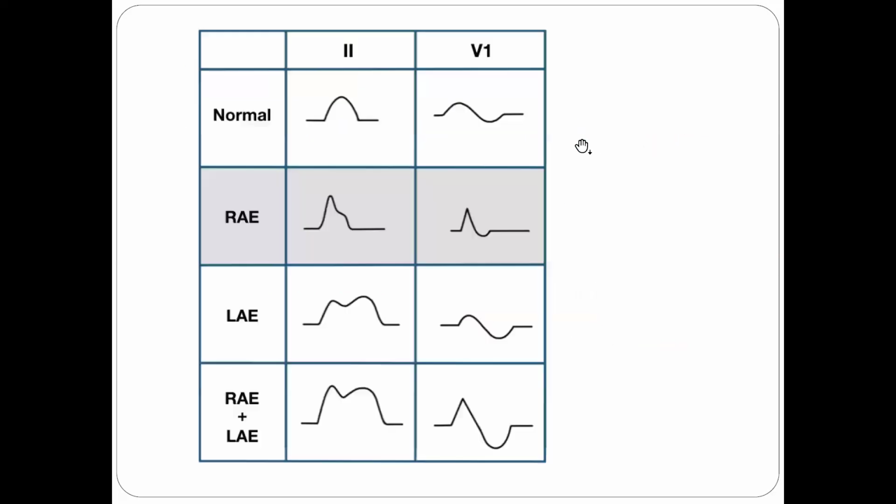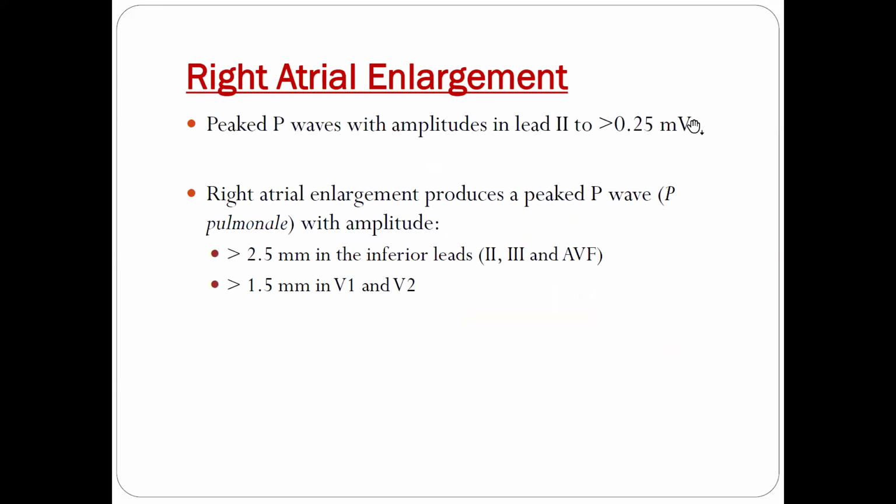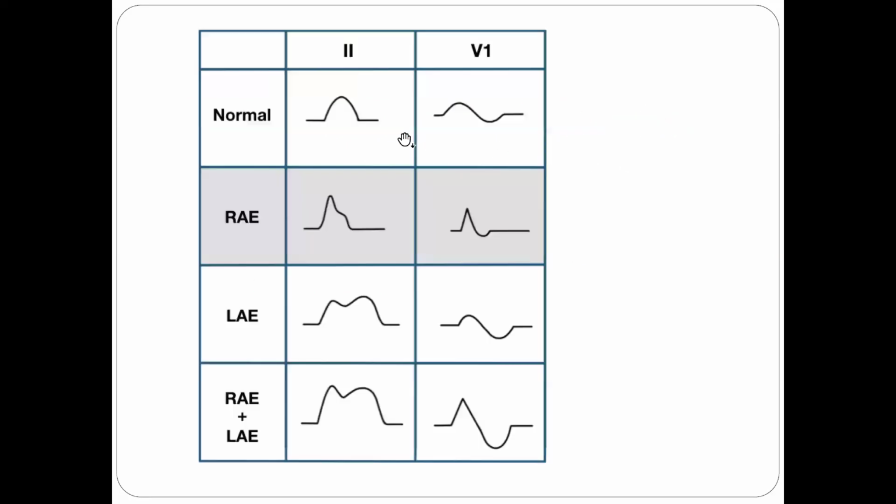millivolts. So what do we mean by 0.25 millivolts? 1 millimeter is equivalent to 0.1 millivolts. So this means that if the peaked P wave amplitude is more than 2.5 millimeters in lead 2, then it is called right atrial enlargement.